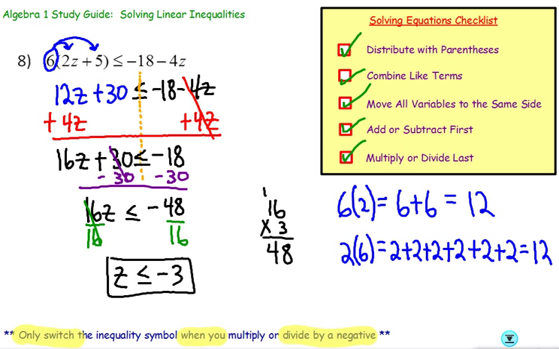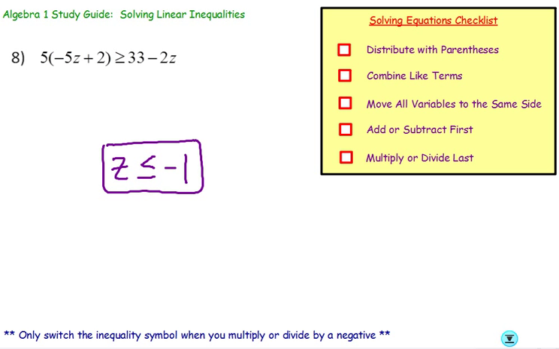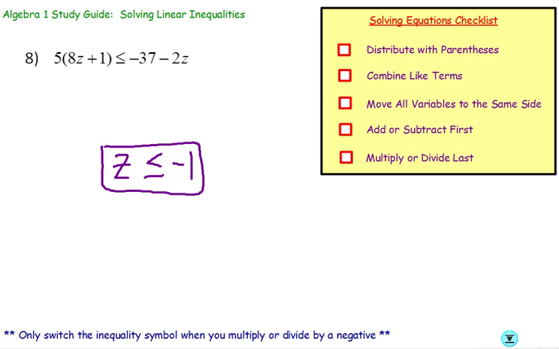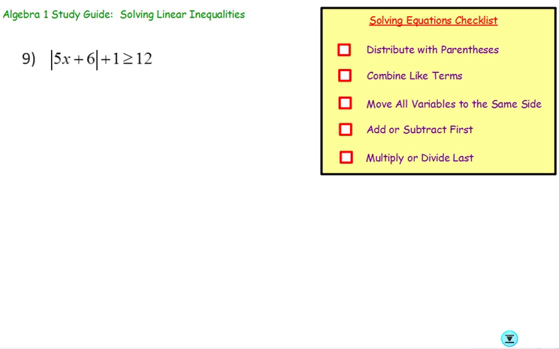Let's check them. Welcome back. So for number 8 in the middle, you should have got z less than or equal to negative 1. And then for number 8 on the right side, you should have also got z less than or equal to negative 1. All right. And like I said, if you're not sure about it, then pause. If not, let's finish it up.